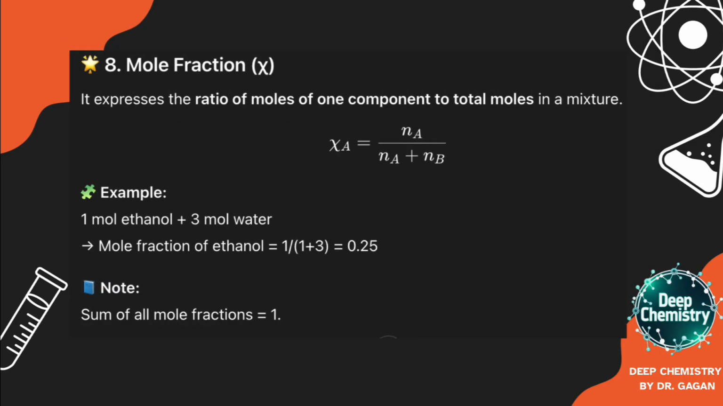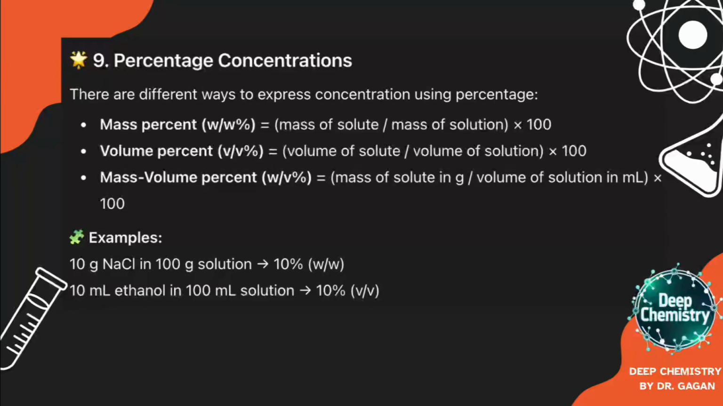The sum of all mole fractions in a solution always equals 1. Mole fraction is dimensionless, but it's super useful in vapor pressure and Raoult's law calculations. Next is percentage concentration. Sometimes concentration is expressed in percentage form. There are 3 common ways.